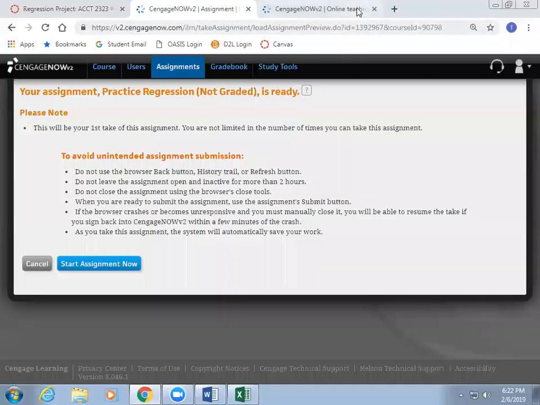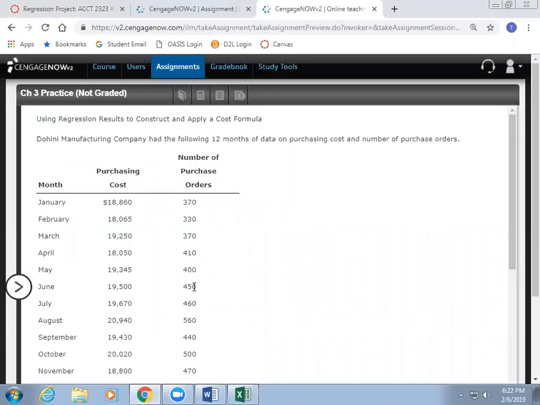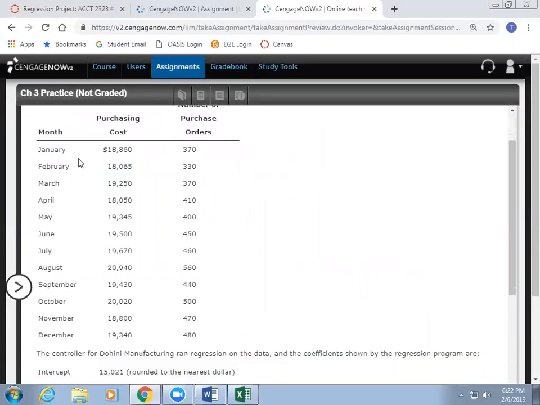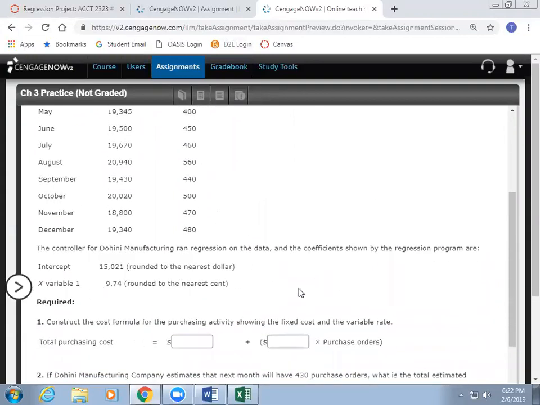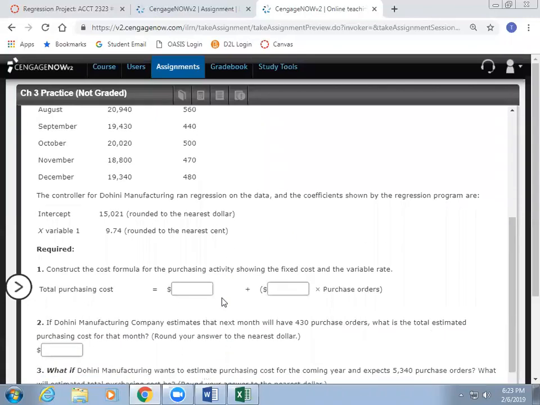Okay, there we go. They inputted 12 months of data, the purchasing cost and the number of purchase orders, and this was what they returned. They've rounded it to the nearest dollar, but for their intercept they saw $15,021, and then their X variable 1, 9.74. So they ran a regression, and that's what they got. Well, again, your intercept is always your fixed cost. So when I'm establishing a cost formula, total purchasing cost for this is $15,021 plus $9.74 times purchase orders.